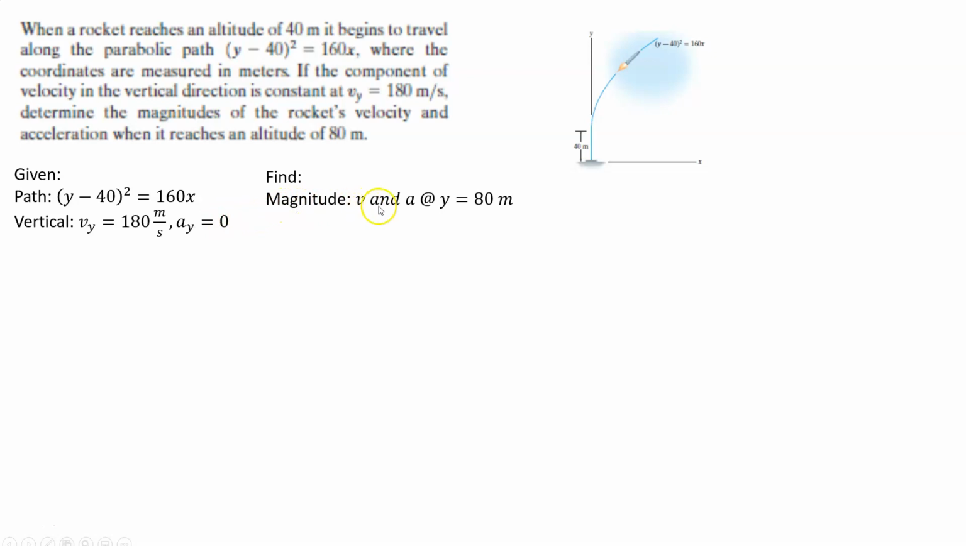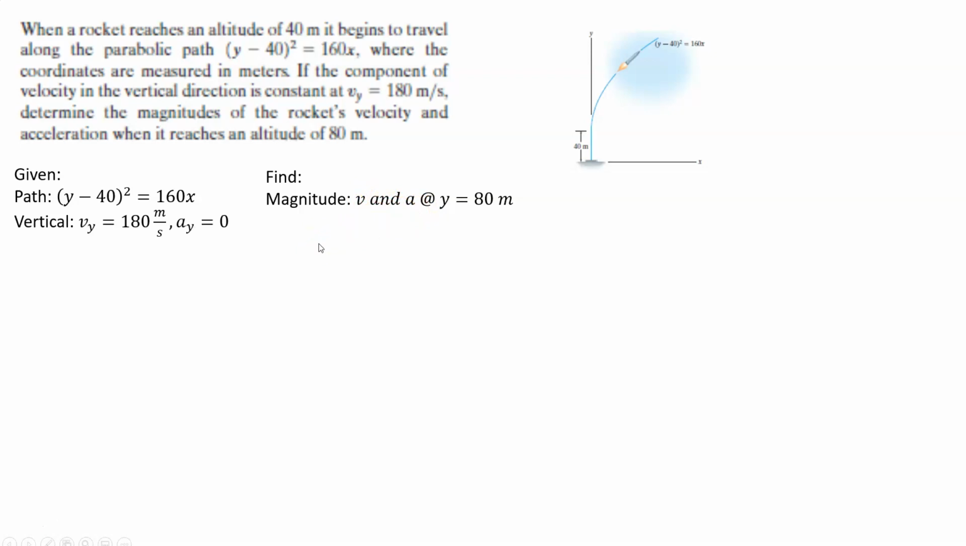We want to find the magnitude of velocity and acceleration when it is at a height of 80 meters. So as this thing reaches a height of 80 meters, we want to know how this has changed. How are we going to do that? We've got a function for displacement, but we're being asked to find something with regard to velocity and acceleration. How do we make that leap?